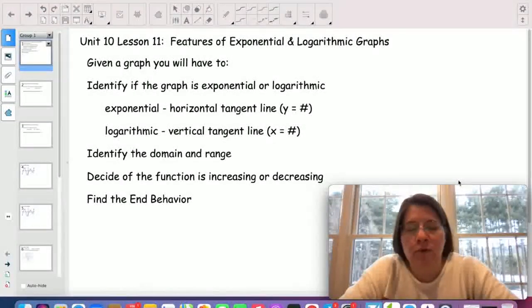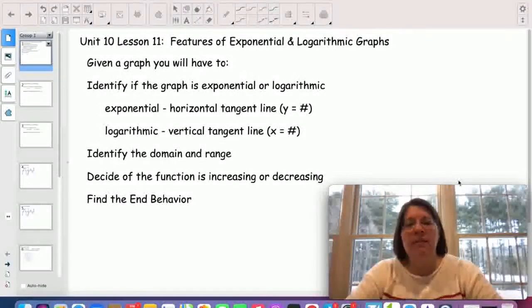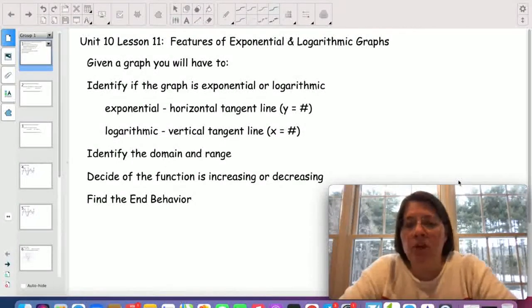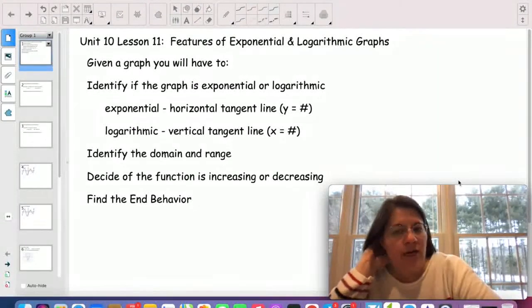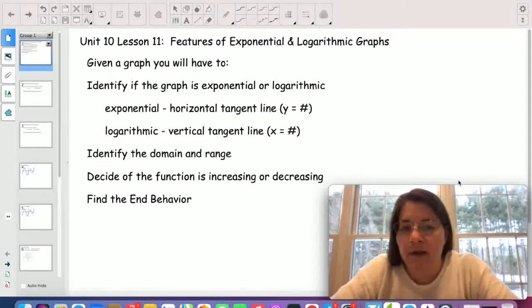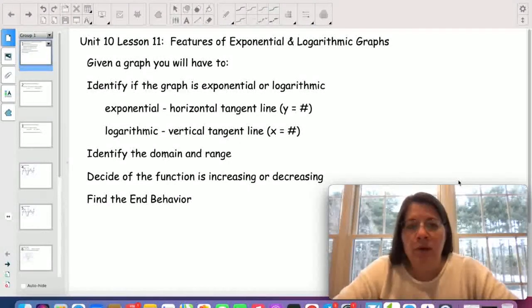It's exponential if you've got an exponent that involves a variable. Exponential equations will have horizontal tangent lines, and horizontal tangent lines are of the form y equals a number. When you're identifying horizontal or vertical tangent lines, those are not just numbers, those are equations of lines. So if it asks for the horizontal tangent line, the answer would be y equals whatever the number is that horizontal tangent line is equal to.